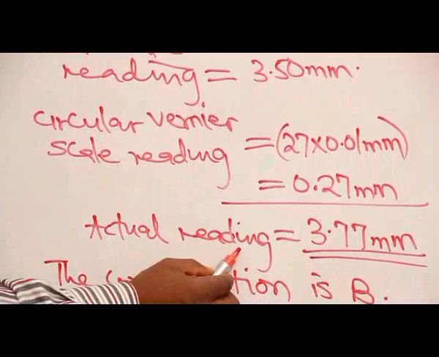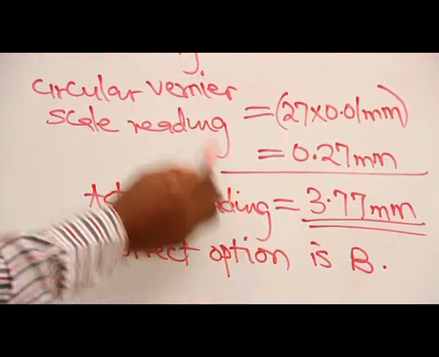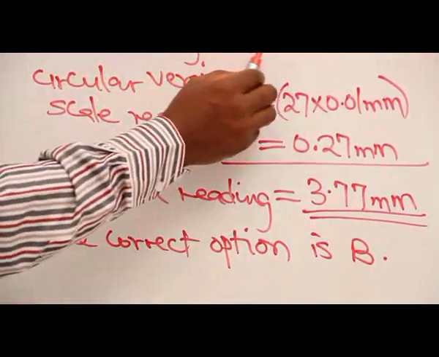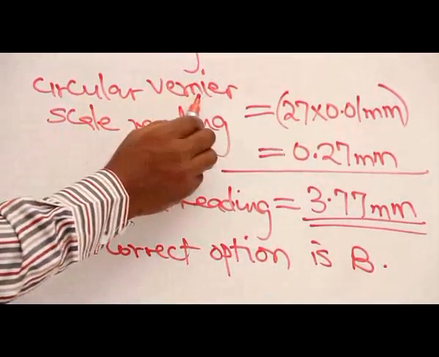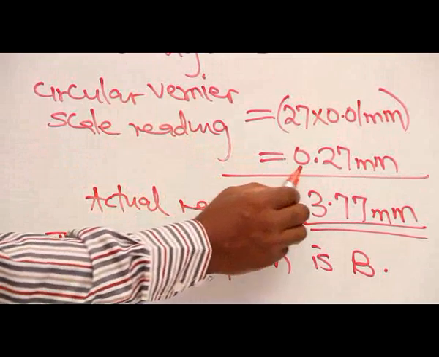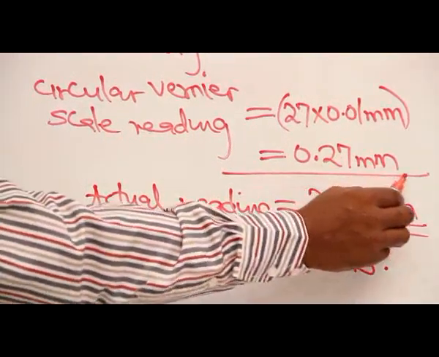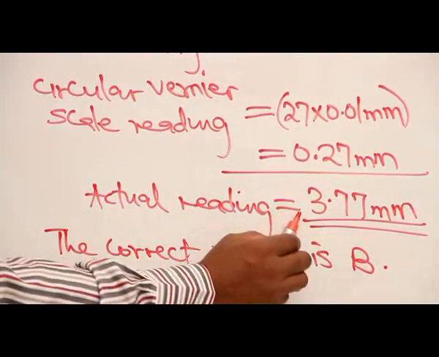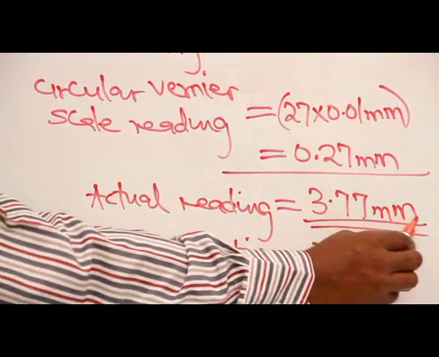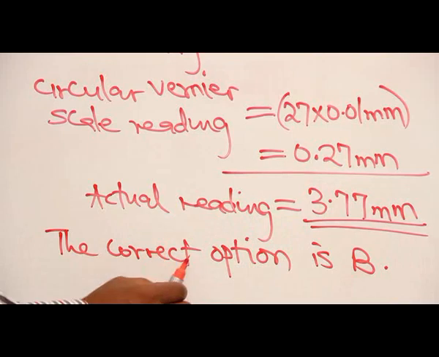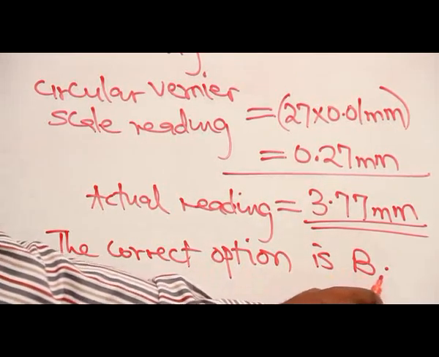The actual reading is the sum of the main scale reading, which is 3.50 millimeters, and the circular vernier scale reading, which is 0.27 millimeters. The actual reading, therefore, is 3.77 millimeters. The correct option is B.